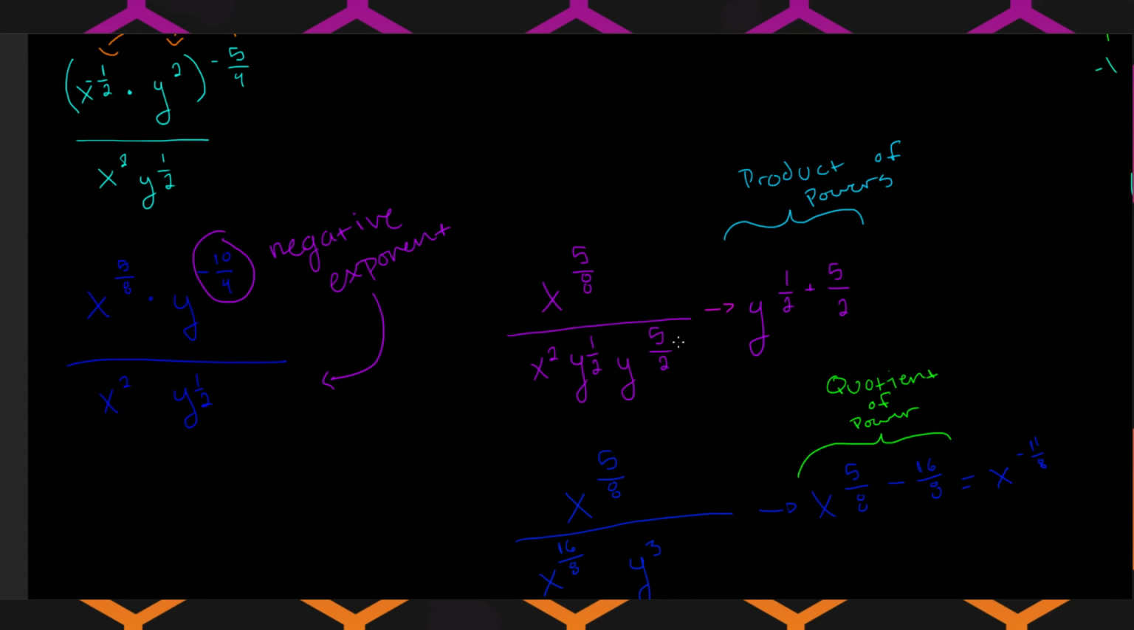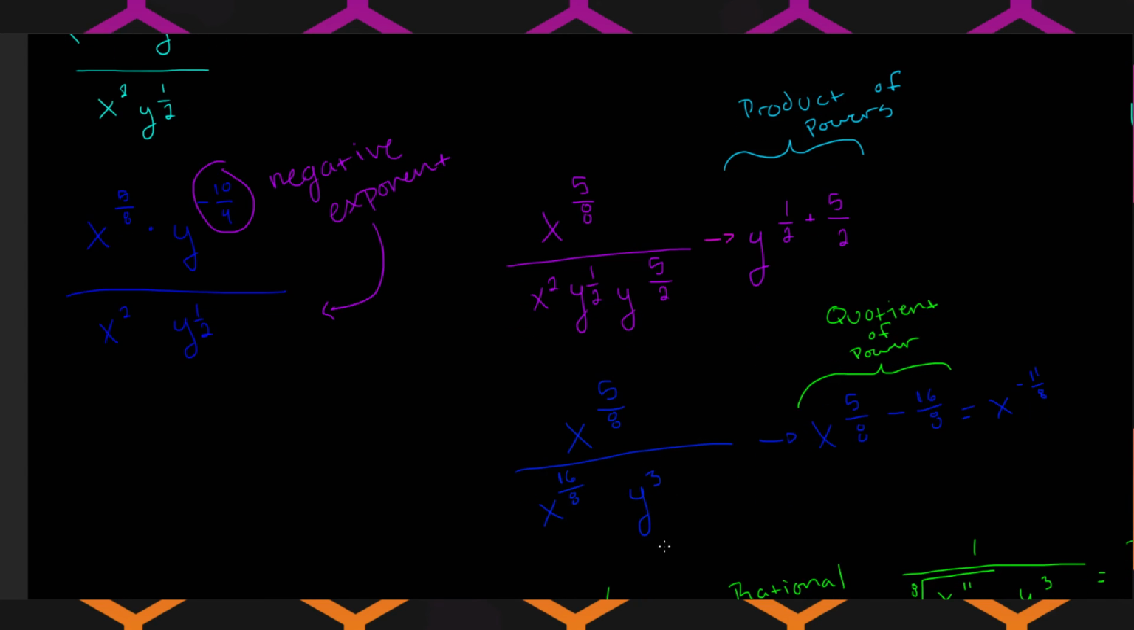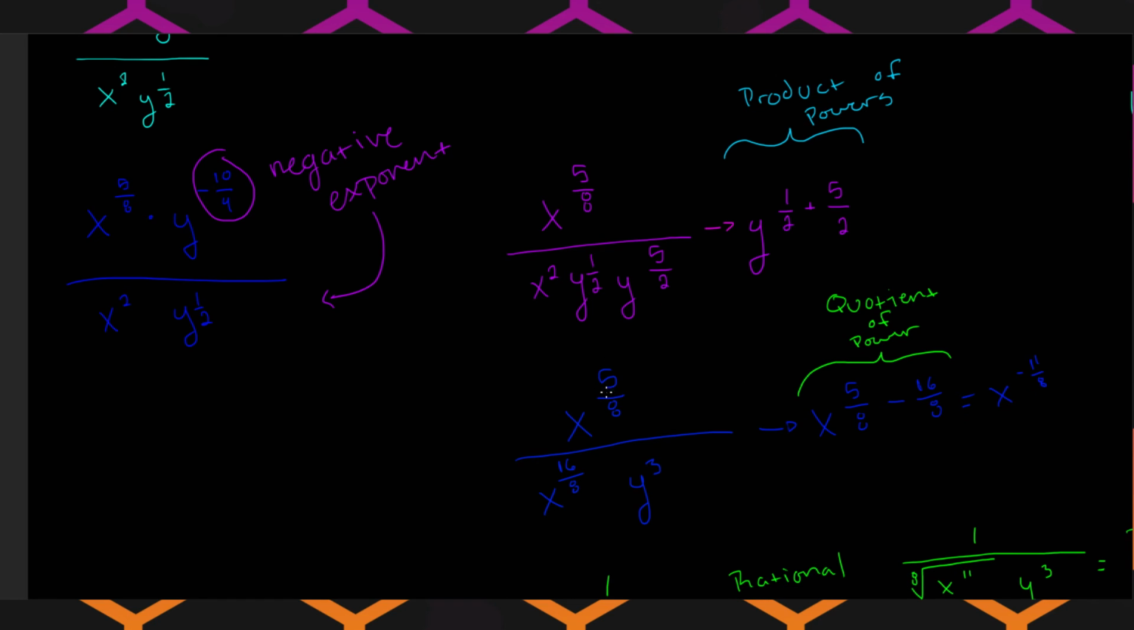So we moved it to the bottom. We simplified the fraction to 5 over 2. And because of the product of powers exponent rule, y to the power of 1/2 plus 5/2 gets you 6/2, which is y cubed. Because of the quotient of powers rule, we can subtract 5/8 minus 16/8 and get negative 11/8. You simply move that down.